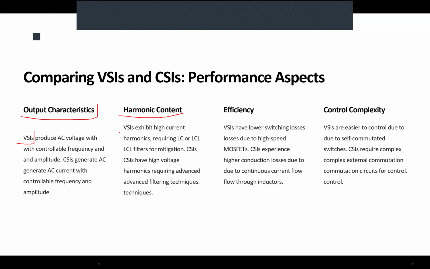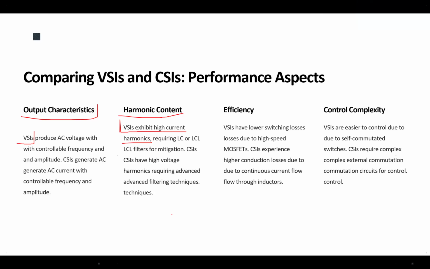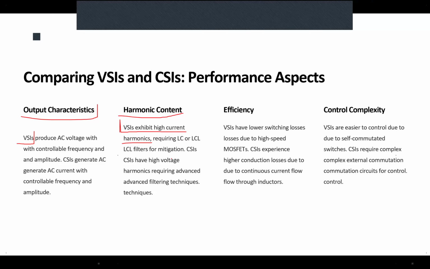Voltage source inverters normally have high current harmonics. You already saw what happens when you simulate a voltage source supplying a resistance as a load. The current would also be an SPWM waveform with a huge amount of harmonics in it. So the VSI normally requires a passive filter for controlling the current harmonics that you inject into the load.